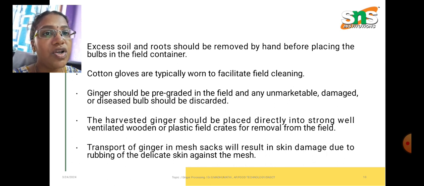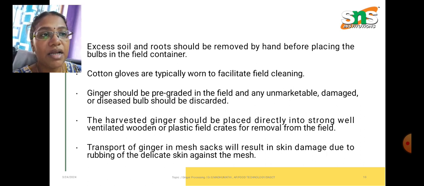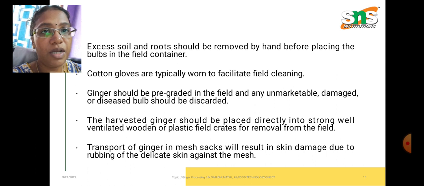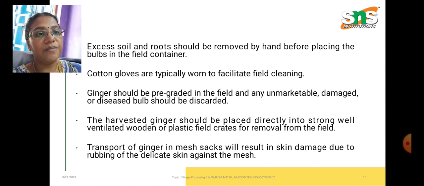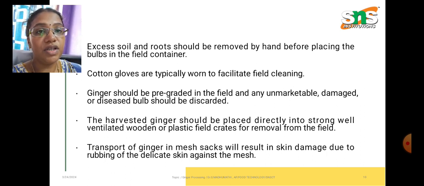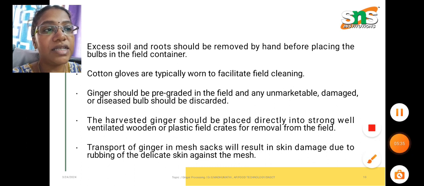We have to make sure that the harvested ginger is pre-graded in the field, and any unmarketable or damaged ginger has to be discarded before marketing. This harvested ginger should be placed directly into strong, well-ventilated wooden or plastic field crates for removal from the field. And the transport of ginger in mesh sacks will result in skin damage due to rubbing of the delicate skin.